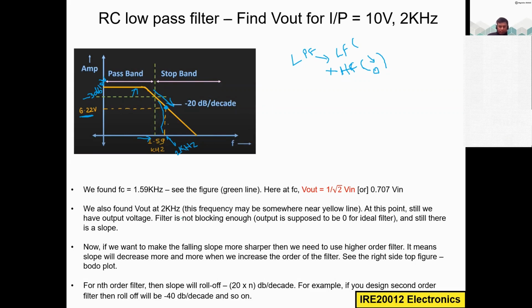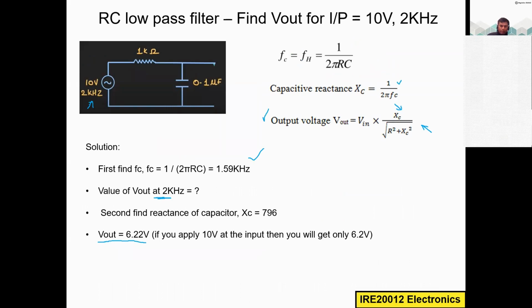So that's what I mentioned here. In this case, the filter is not blocking enough. The output is supposed to be 0 for an ideal filter, yes. And still there is a slope. I am still getting some output value at this output terminal.